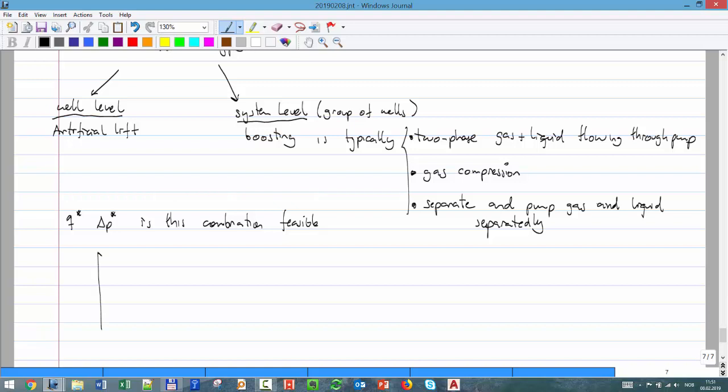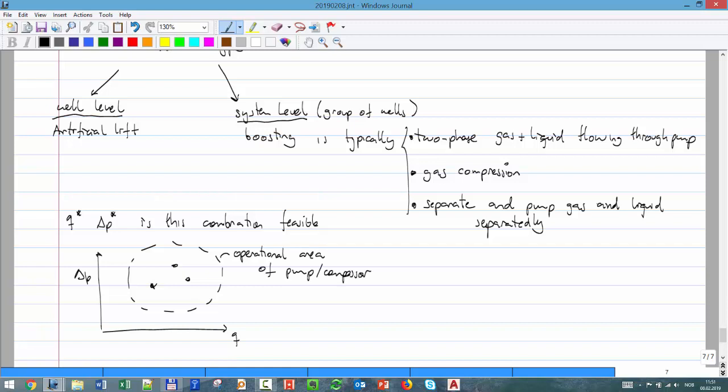If you plot Q versus delta P, the collection of points that you need should fall inside the operational area of the pump or compressor. If the points fall outside, then you cannot produce these rates that you are planning. So that's what we are looking for: how that area looks.